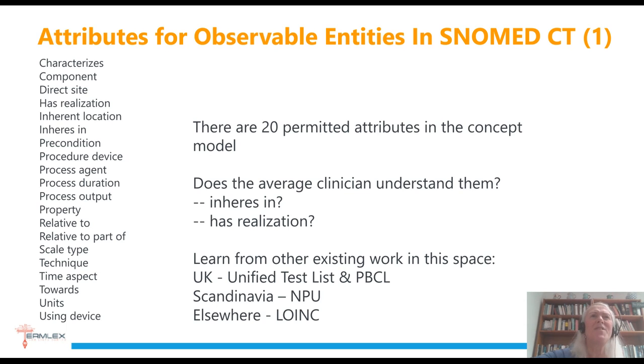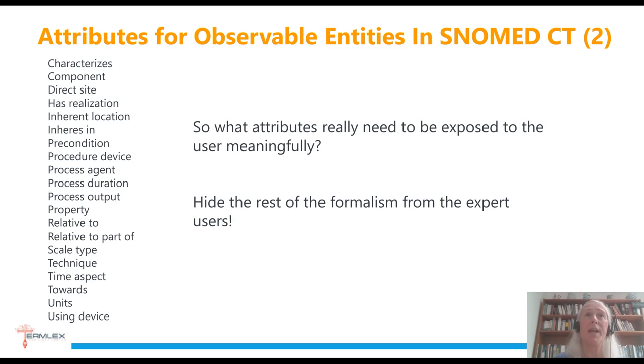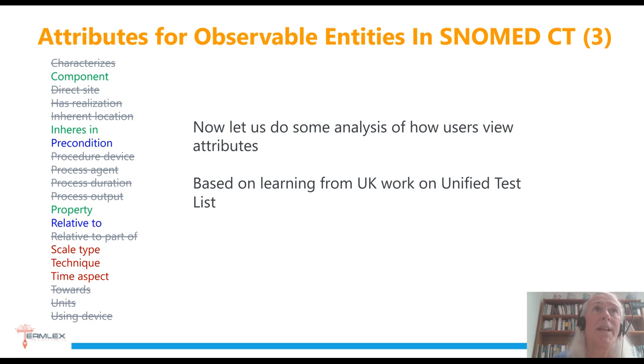So does the average clinician understand some of these? I don't think they would, and sometimes terminologists don't even understand some of these. So in, here's in, has realization. These are things that actually mean things in a very rarefied way to specialists. But what we've got to do is help people to work their way through this without having to wrestle with these things. And the work is very much derived from the UK work on PBCL, UTL, MPU, and LOINC. So what can we expose? What can we hide? We can already knock out quite a few.